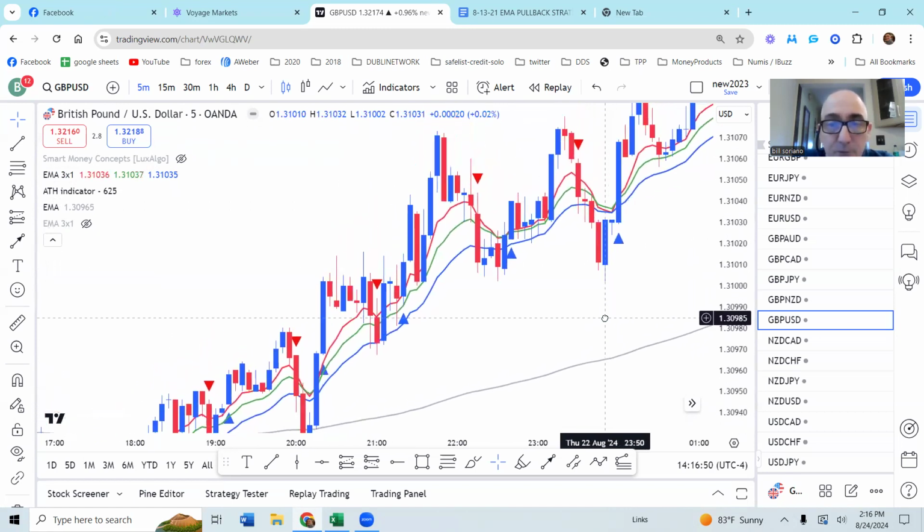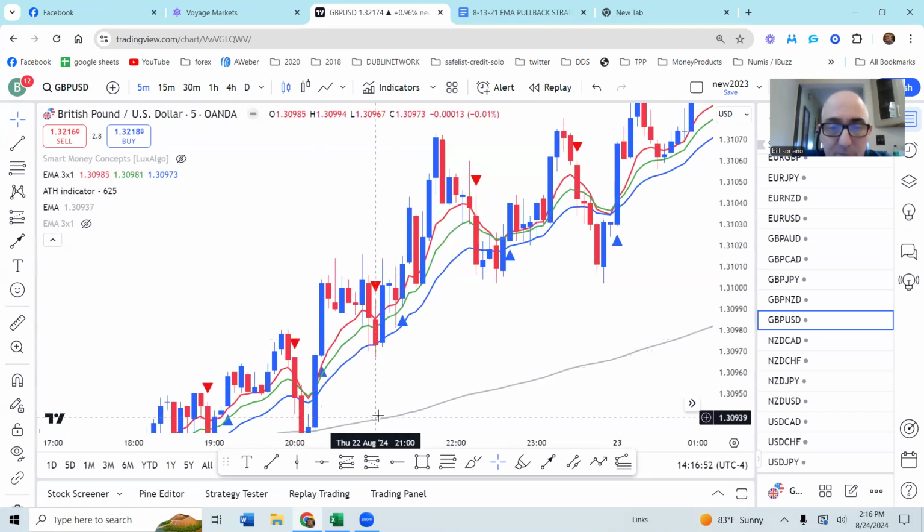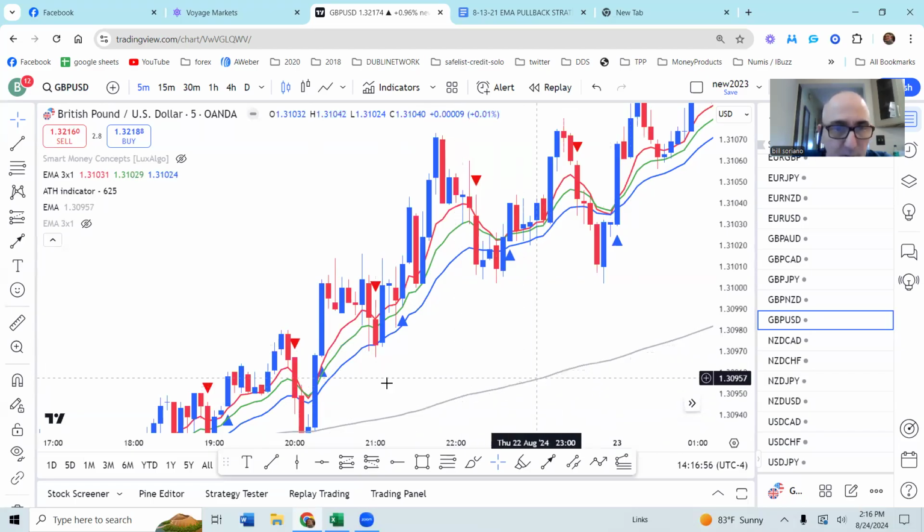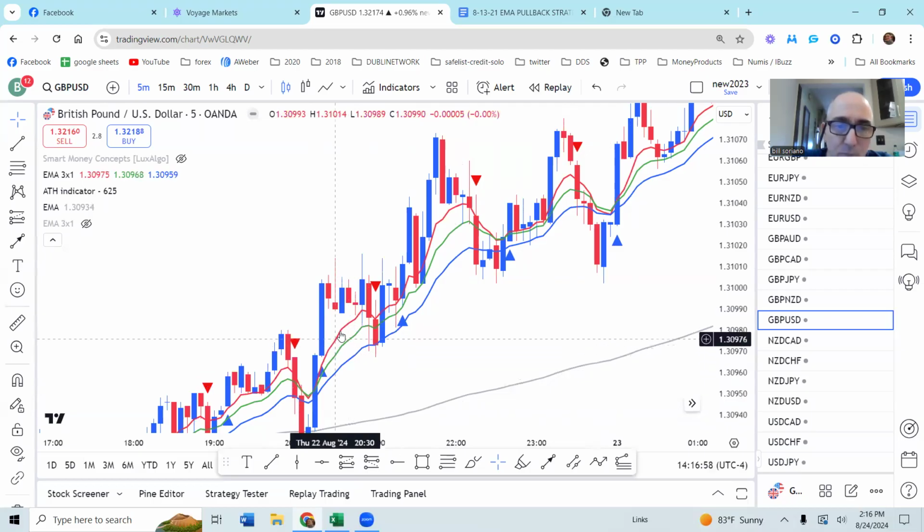Okay. And for a buy, again, price needs to be above the 200 EMA, which it is right here. The 8, which is the red EMA, needs to be above the 13, which is green, and the 13 needs to be above the 21, which is blue. They need to be trending up with some space in between them, which they are right here. Then we get the pullback.